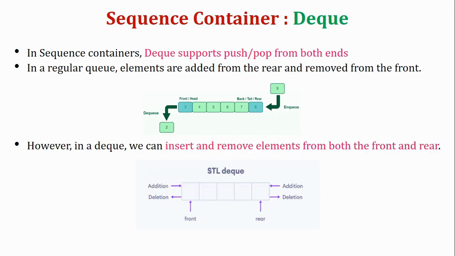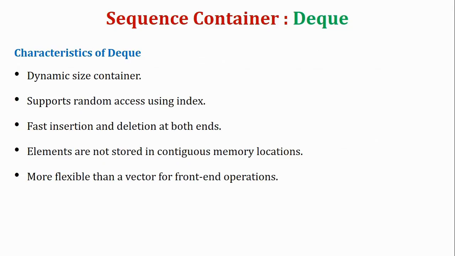So what are the characteristics of DQ? It is a dynamic size container. It supports random access using an index. And next, fast insertion and deletion at both ends. The elements are not stored in contiguous memory locations. It is more flexible than vector for front-end operations.